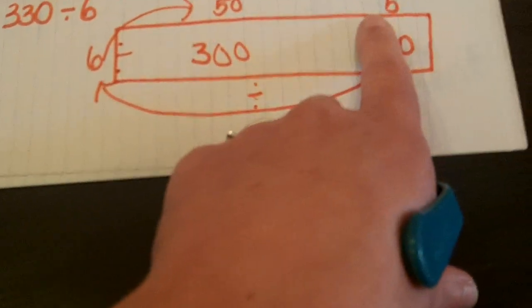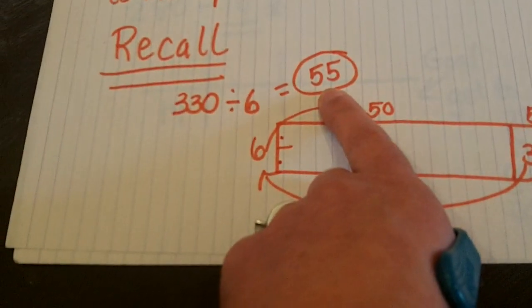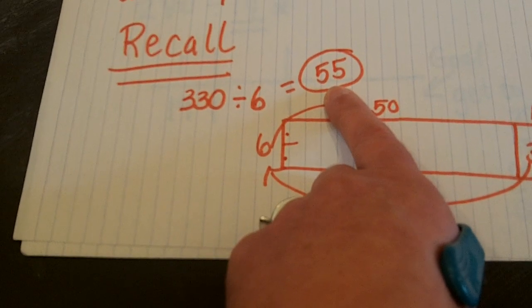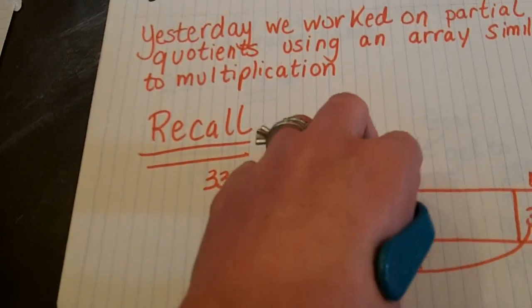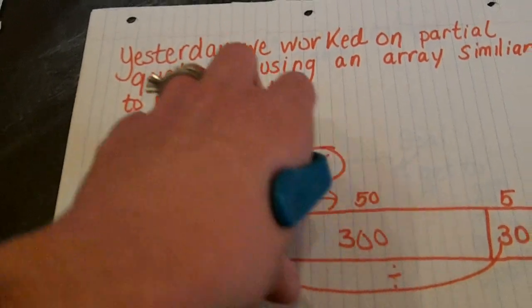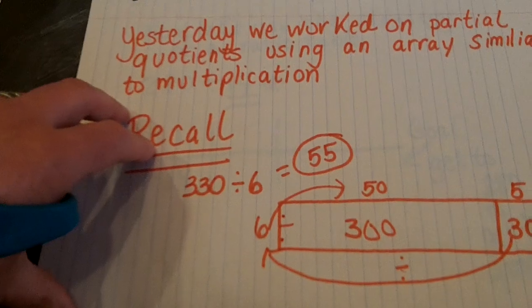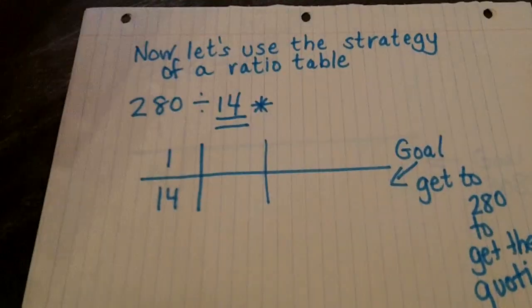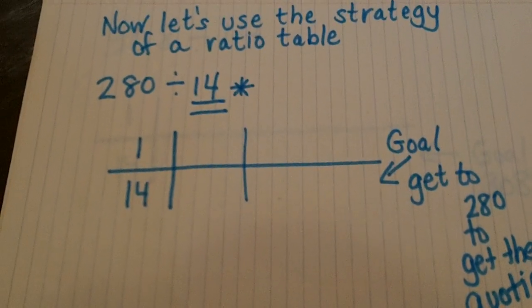So if we add those two together, we know that our answer of 330 divided by 6 would give us a total of 55 as our quotient or our total. Another strategy that you can use is the ever famous ratio table. So we use ratio tables a lot for multiplication, but you can also use them for division. All right, so let's take a look at this problem.